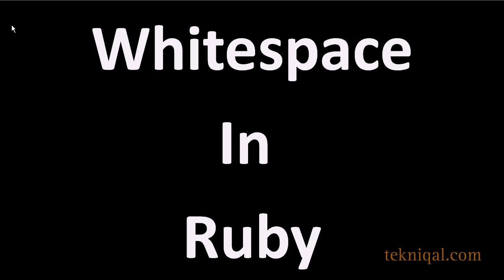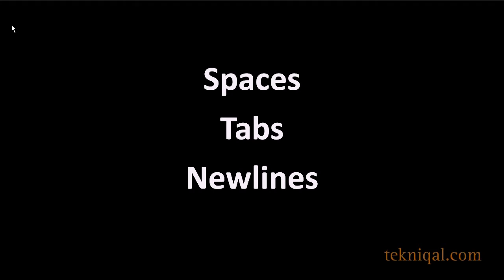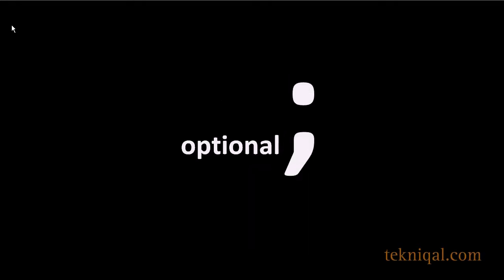In this video, I'm going to talk about whitespace in Ruby, particularly as it relates to continuing a statement across multiple lines of code. As you probably know, whitespace consists of spaces, tabs, and new lines, and it's typically ignored by the compiler. In other languages like Java and C++, you use a semicolon to indicate that a statement is complete. In Ruby, this is optional, but you could use a semicolon in situations where you have multiple statements on the same line.